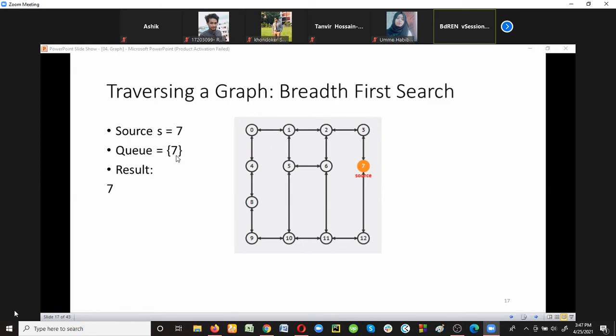If you stored 1 first, then you delete it first, because a queue is a first in, first out data structure. When you are deleting node 1, store all its adjacent nodes in the queue. So 2, 5, 0 are the adjacent nodes of 1, but 0 is already visited, so store only 2 and 5.